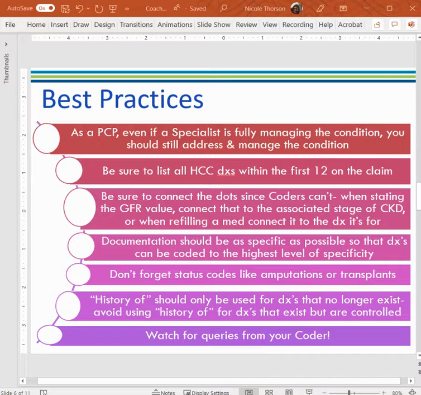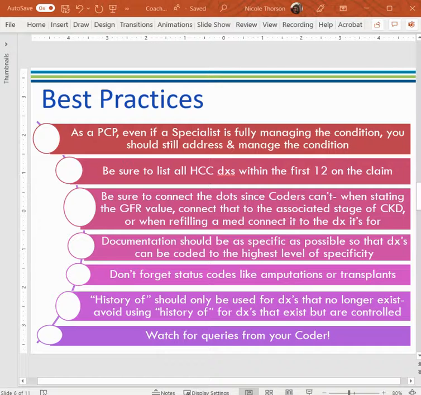Documentation should be as specific as possible so that the diagnoses coded can be as specific as possible. This can sometimes lead to higher levels of reimbursement as well. Don't forget status codes or things like amputations or transplants. Those are easily missed, but easy to capture.